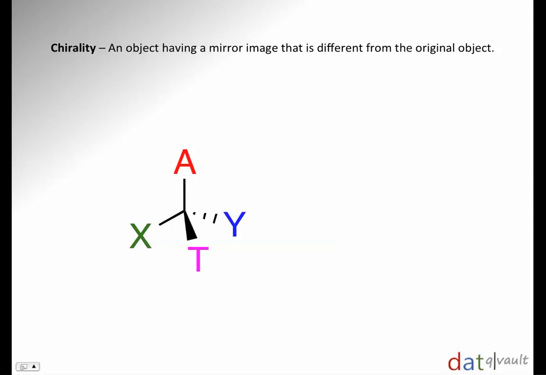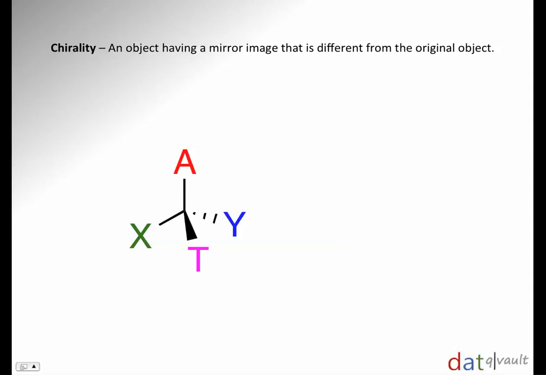So when looking at something more similar to a molecule, like this right here, we have a tetrahedral shape, which in the center we could envision as a carbon surrounded by 4 different kinds of substituents. In this case, I just labeled the substituents A, X, Y, and T. They could be any kind of substituent, but notice that all the substituents in this example are completely different. So we're going to ask ourselves, is this object chiral?